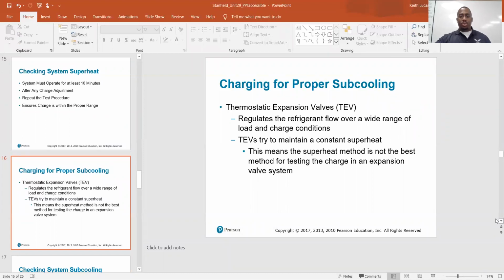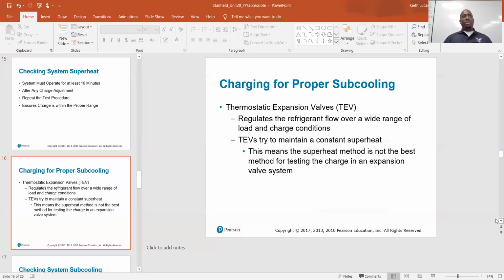Charging for proper subcooling. Thermostatic expansion valves. So when it's a system with a thermostatic expansion valve, that's when you want to charge by subcooling. It regulates the refrigerant flow over a wide range of load and charge conditions. Thermostatic expansion valves try to maintain a constant superheat. This means the superheat method is not the best method for testing the charge in an expansion valve system.